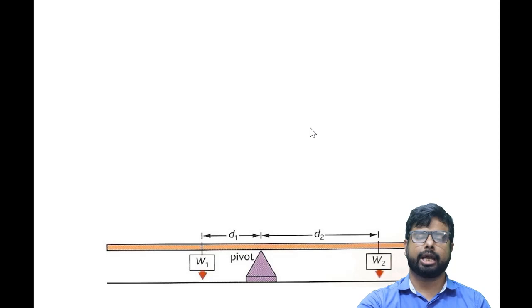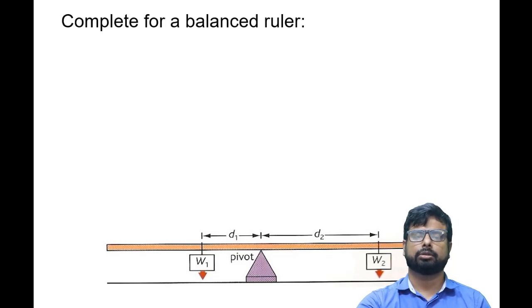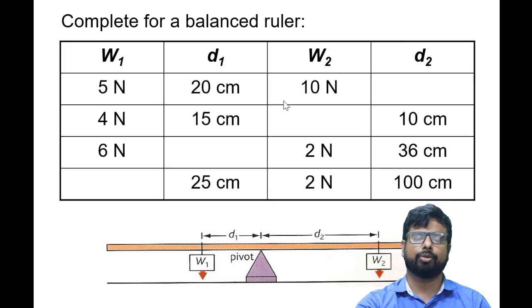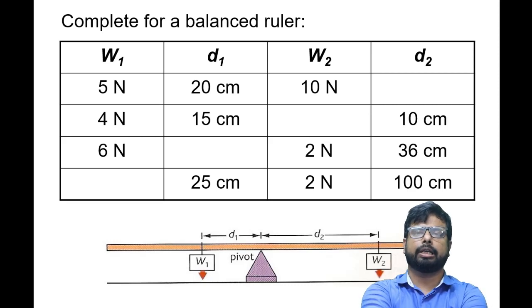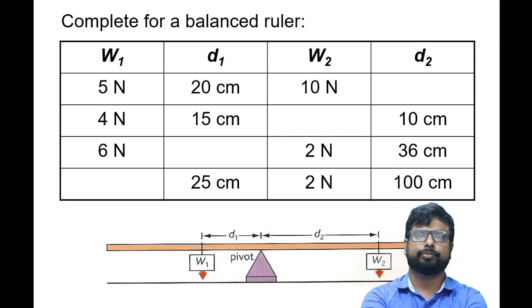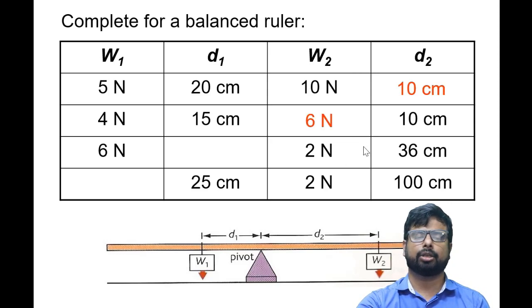Look at the diagram here. Complete for a balanced ruler. On the right side of the pivot, there is a load force, weight of the load W2, and distance D2. And on the left side of the pivot, there is a load W1 and distance from the pivot is D1. So look at example number one. Try to solve this one. After application of the principle of moments, we can calculate this gap. Try to complete this one.